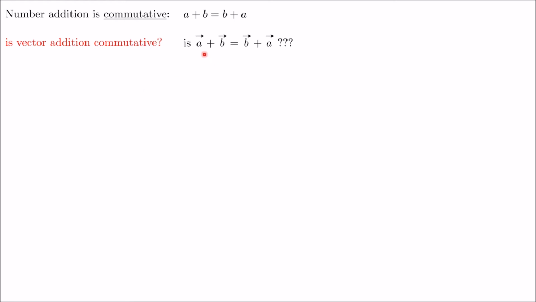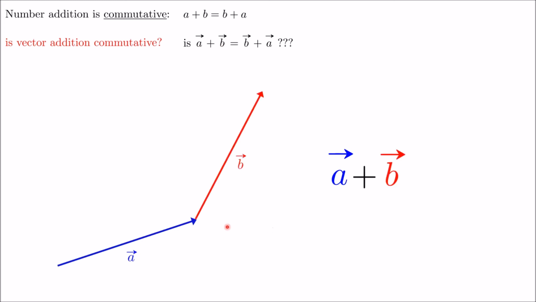That is, when we do vector a plus vector b, is that going to produce the same result as doing vector b plus vector a? Okay, let's try and investigate this question. So we're going to try and do a plus b first. So we're going to start with the vector a, and to add to b, we'll place b here like so. And the resulting sum vector is this one. So this is the result of doing a plus b.